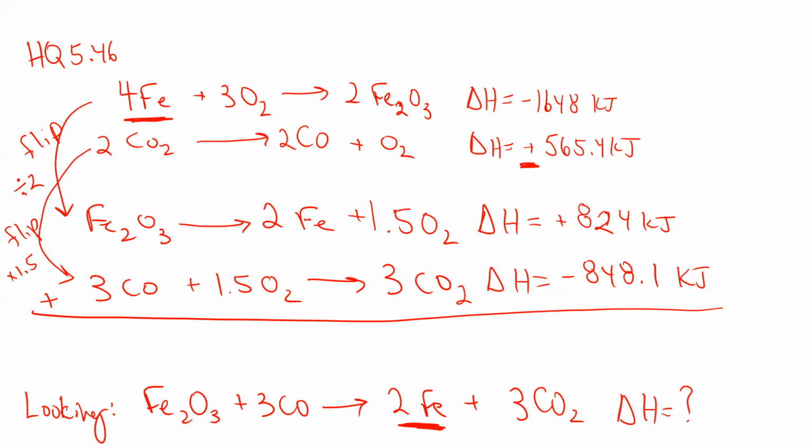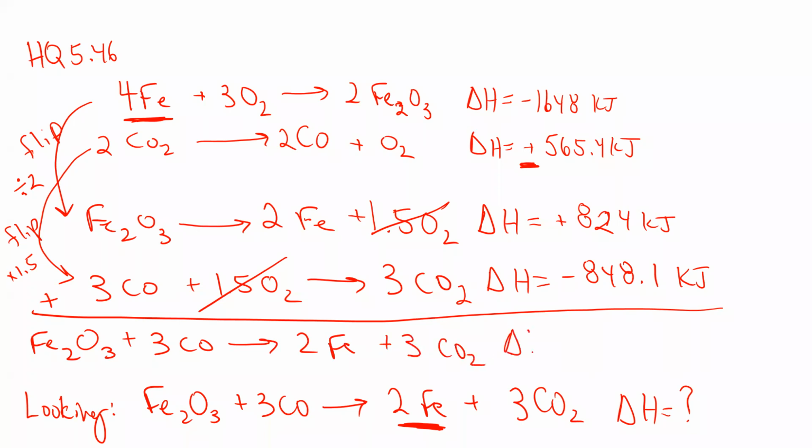And this is where we didn't have to really worry about that 1.5 oxygens because the oxygens cancel out. They're equal number on both sides, so they cancel out. We're left with iron 3 oxide plus 3 carbon monoxide yields 2 iron and 3 carbon dioxide. Add together those delta H's, and we're going to get, like, a negative 48 basically.